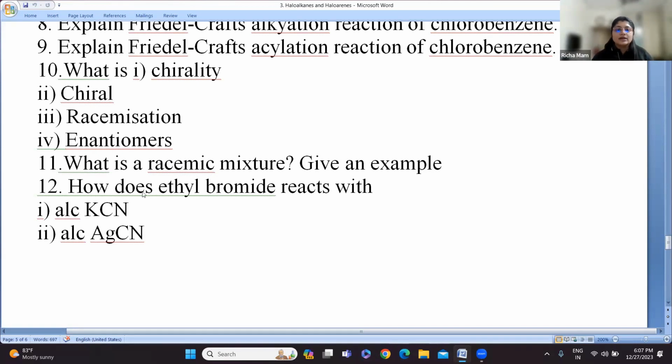How does ethyl bromide react with A, alcoholic KCN and B, alcoholic AgCN? How does ethyl bromide react, students? Each reaction carries 1 mark. So for each reaction, you'll be getting 1 mark. Fine. So how are you going to write this particular question? How are you going to answer this?